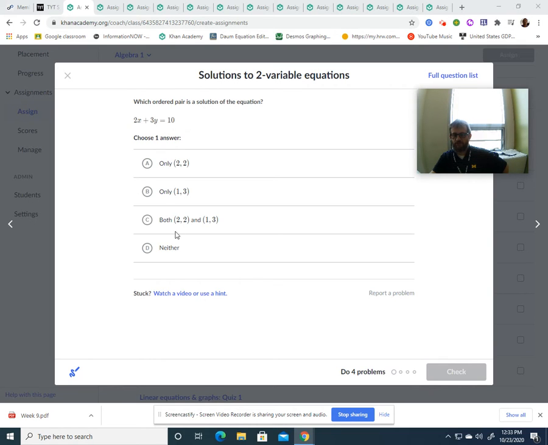So basically, you're just trying to plug these in and see which ones work. 2 times 2 is 4, 3 times 2 is 6, 4 plus 6 is indeed 10, so that one definitely works. Now the only question is, does 1, 3 work? 2 times 1 is 2, 3 times 3 is 9, 2 plus 9 is not 10. So the only one of the ones they gave us that worked is 2, 2. Now there's an infinite number of others, but of the choices they've given us, only 2, 2 works.